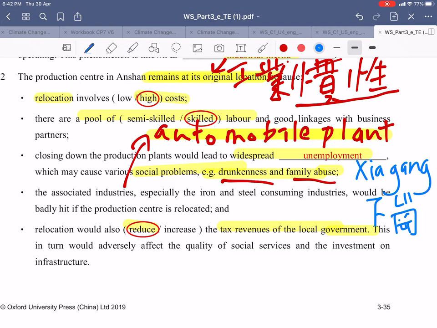And also, this is a considerable amount of workers, and it can create a widespread unemployment problem because they have nothing to do. They need to find something to entertain themselves, for example, make themselves drunk. Drinking and then also family bills. For the associated industry such as the automobile industry, they will also be affected if the backbone of the economy, which is the iron and steel industry, is gone. They are also affected.